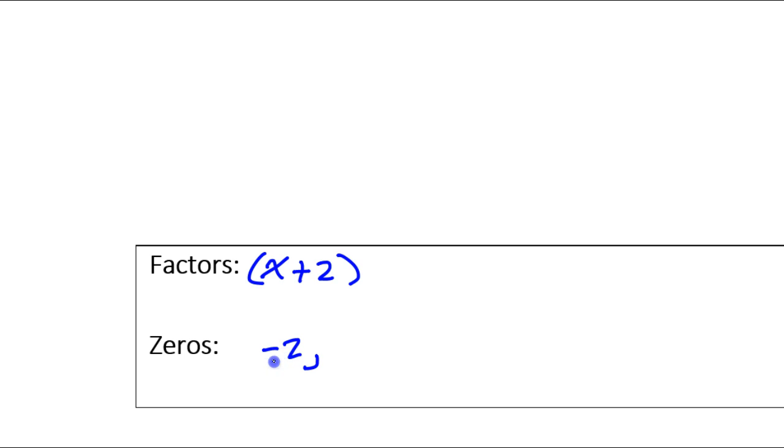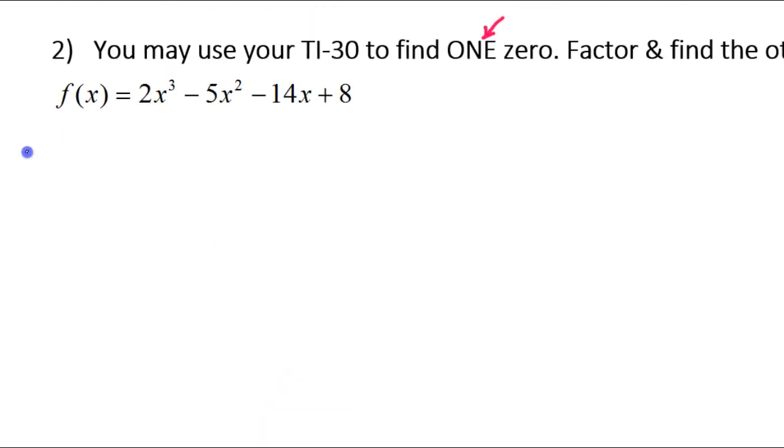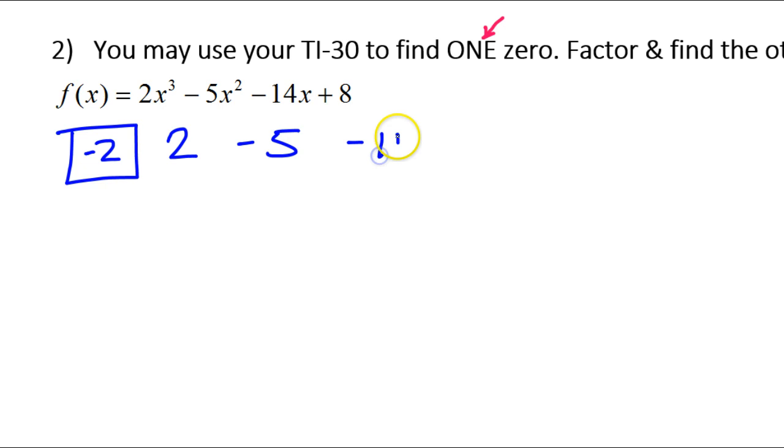Now, zeros are what go in the box when I do my synthetic division. So I just found that 0 of negative 2, so I'm going to go ahead and put negative 2 in the box. And then my coefficients are 2, negative 5, negative 14, and 8.